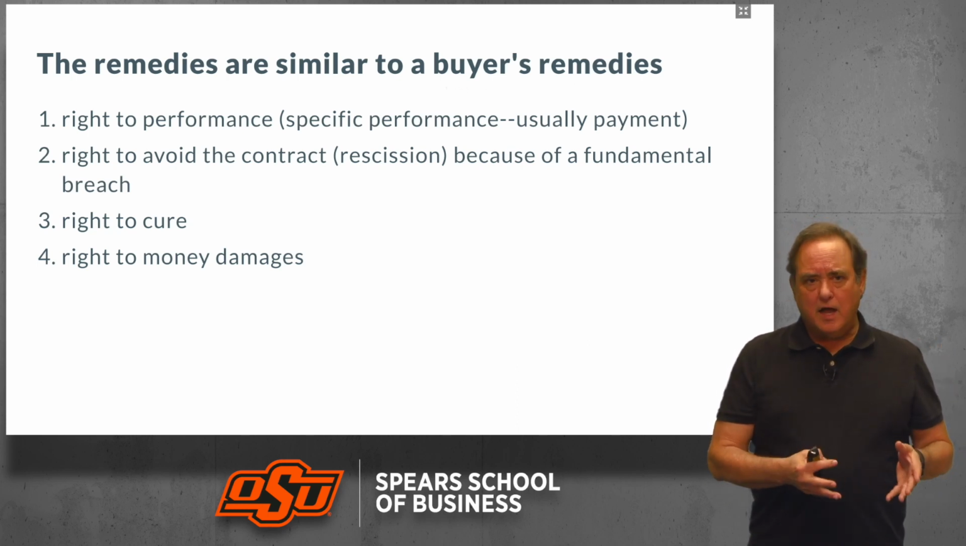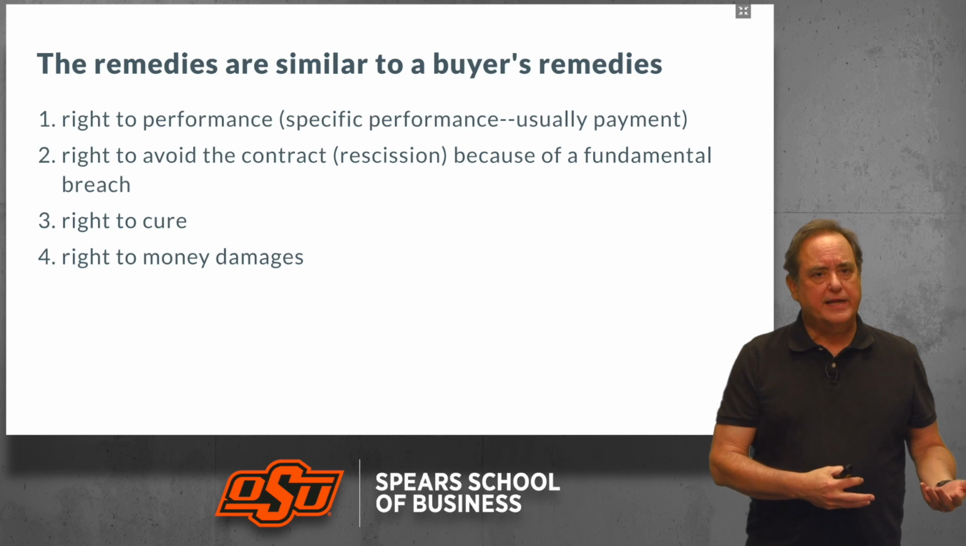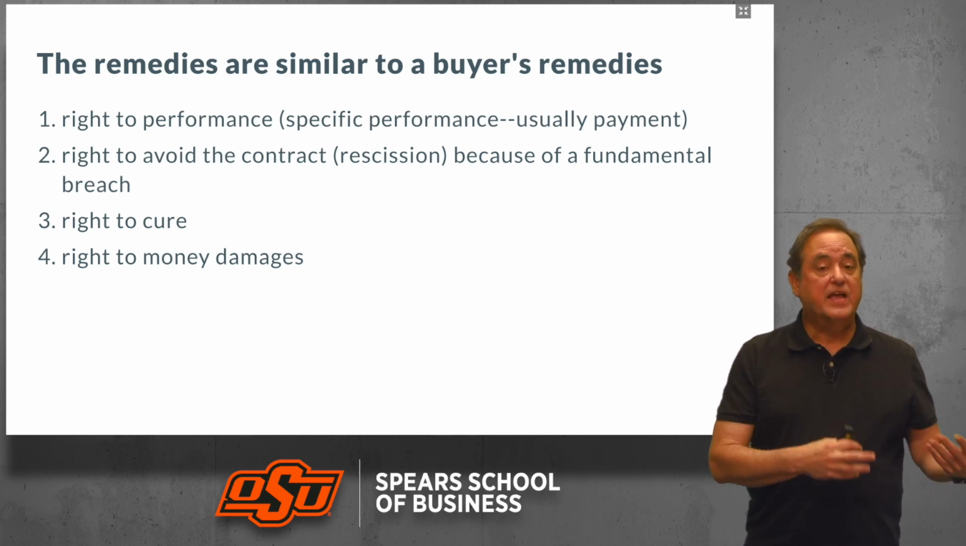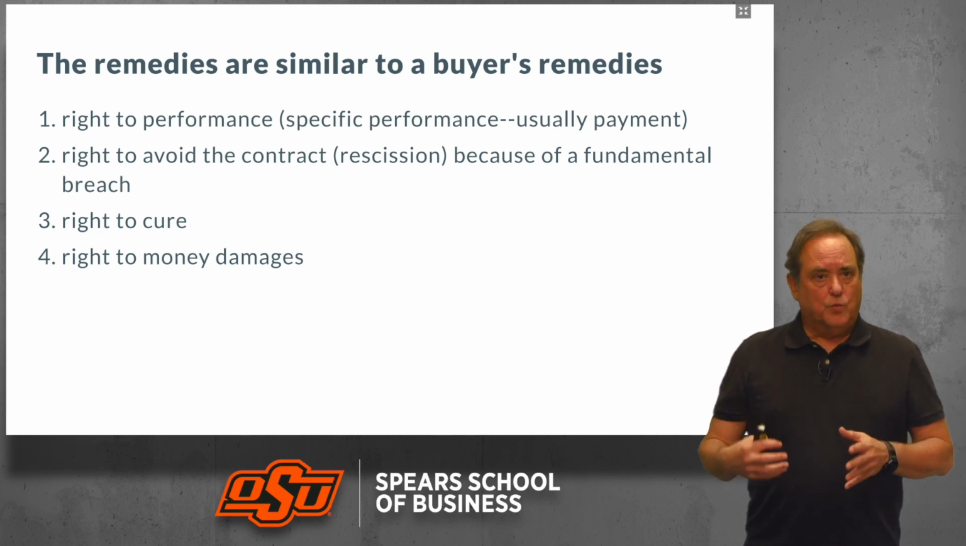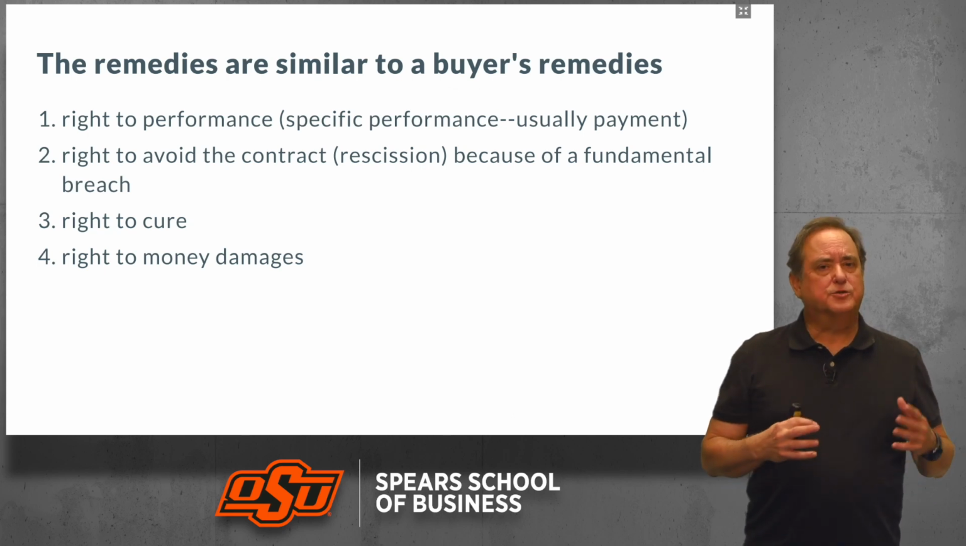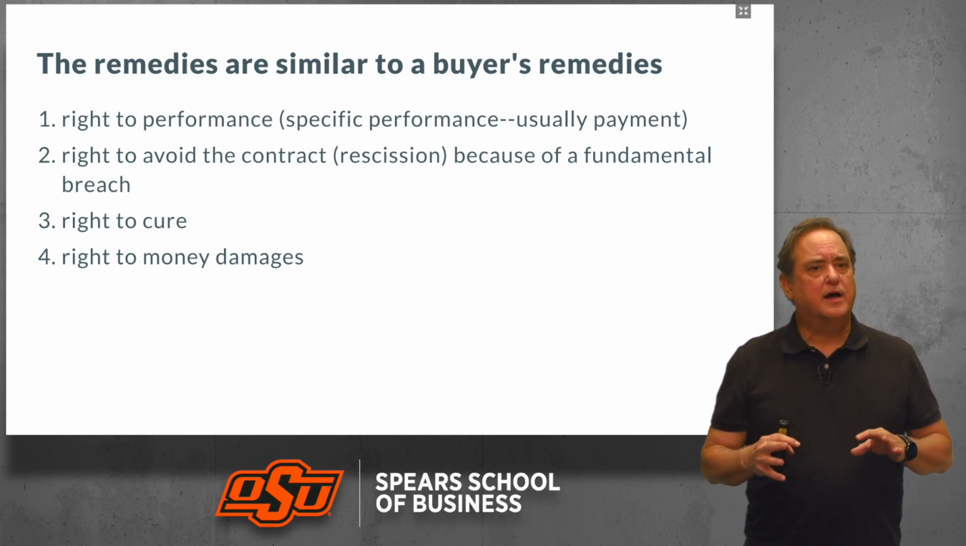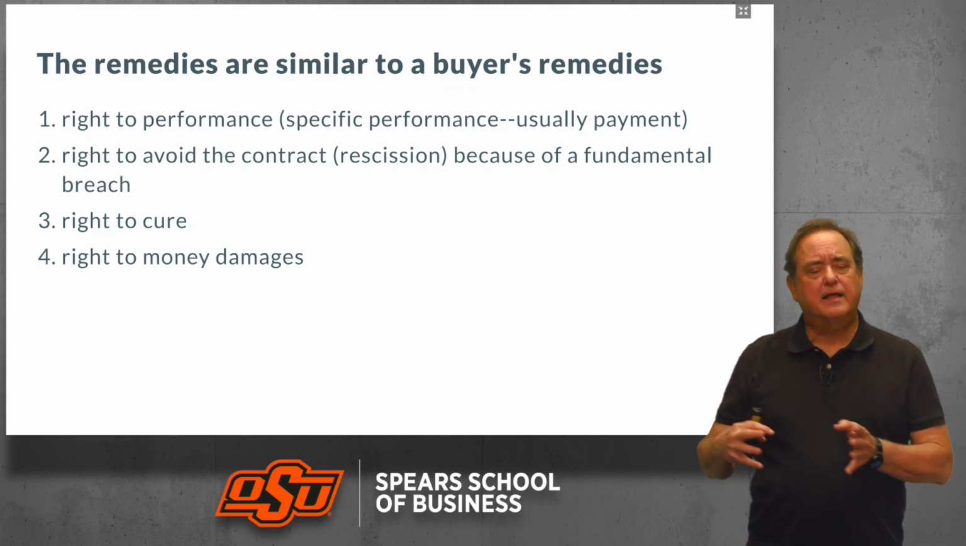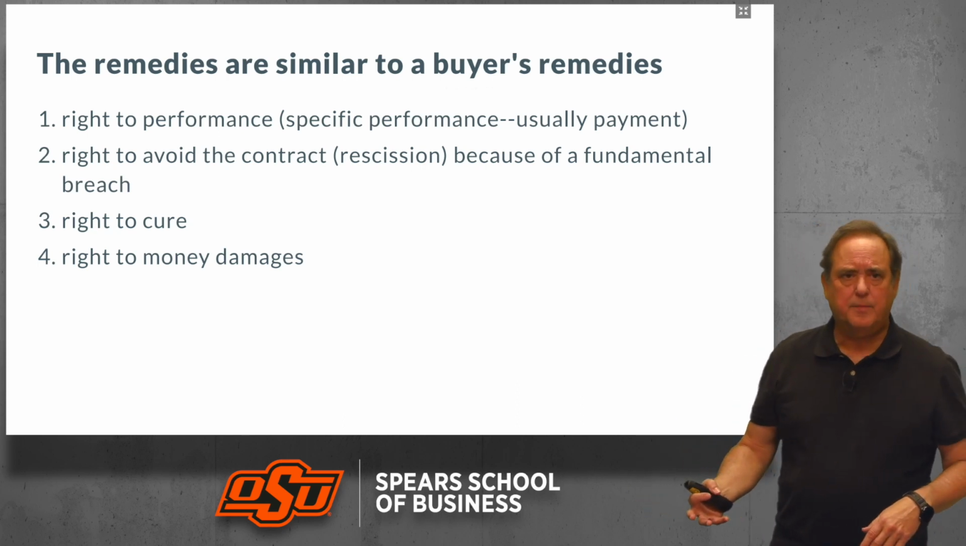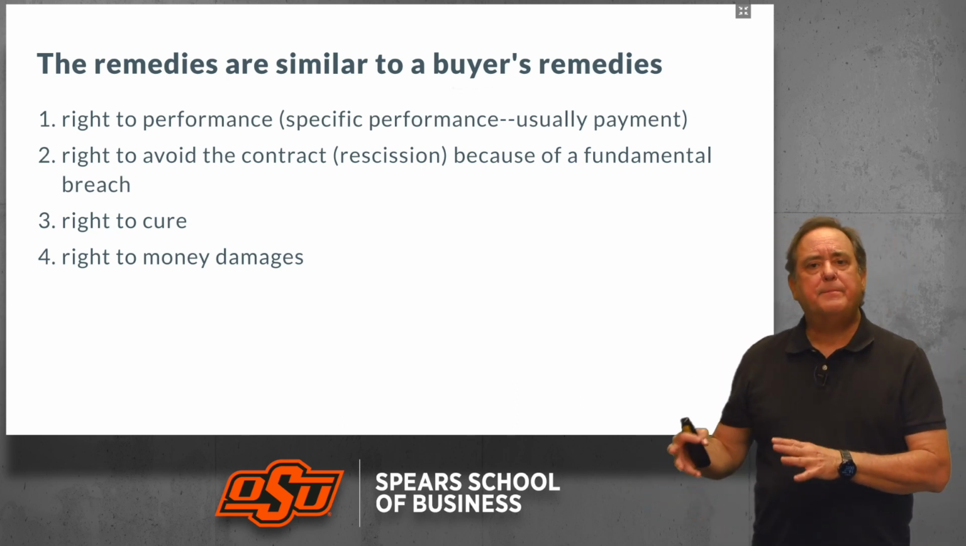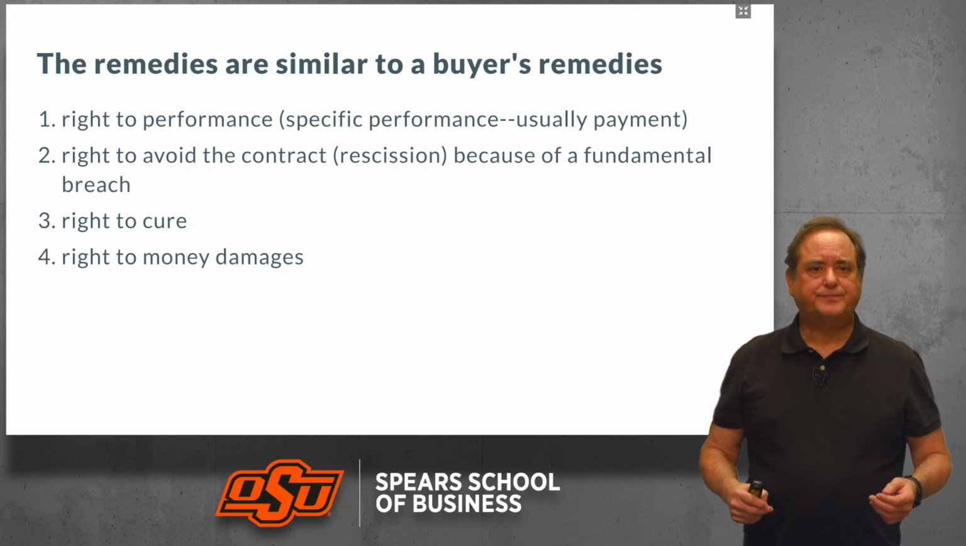And in a contract in which the buyer has breached, meaning the buyer has failed to perform, we simply want the buyer to pay. So specific performance has a different connotation when it is a seller asserting that against a buyer. It says, buyer, pay the price for the goods.